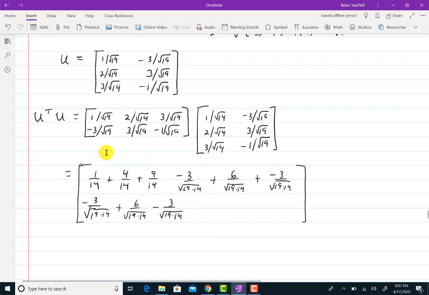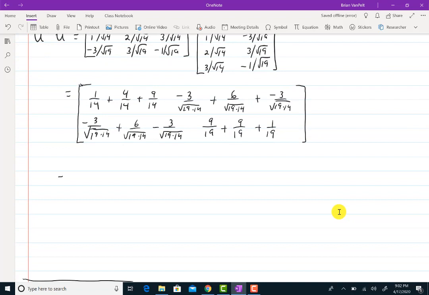And then finally, I move on to the second row times the second column. Notice they're all over radical 19. So I'm going to have negative 3 over radical 19 times itself, I'll get a 9 over 19. Then I'll get 3 over radical 19 times itself again, so I'll get another 9 over 19. And then negative 1 over radical 19 times negative 1 over radical 19 will be positive 1 over 19.